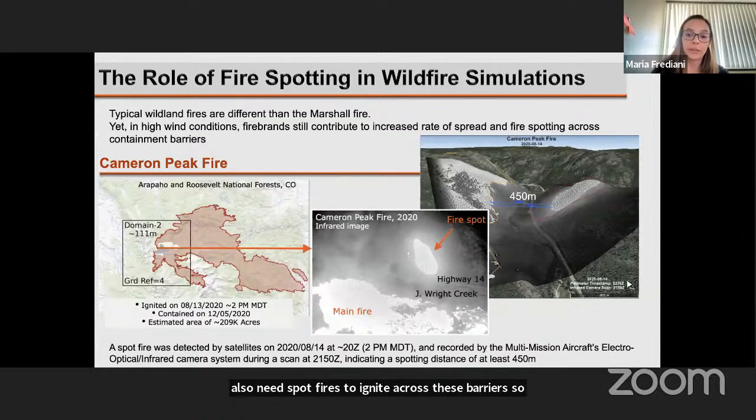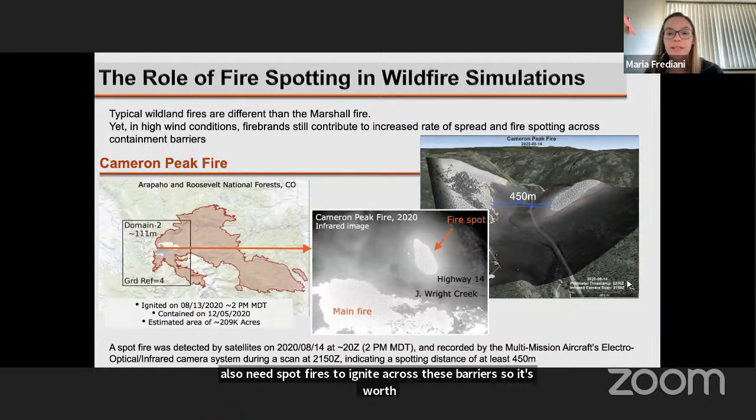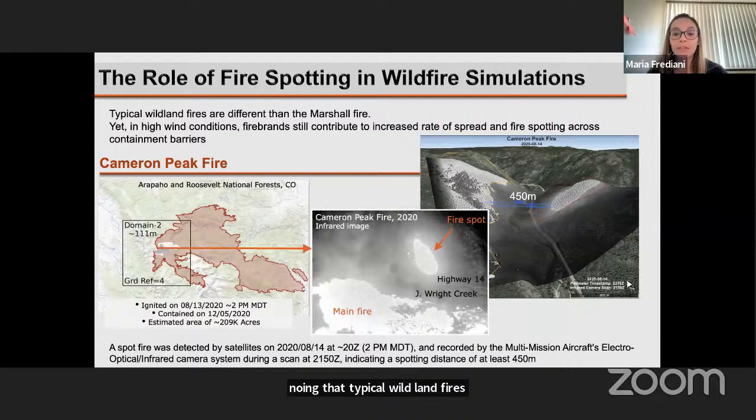It's worth noting that typical wildland fires are different than the Marshall Fire. Nevertheless, when we're in high wind conditions, firebrands still contribute to an increased rate of spread and spotting across barriers. There's another example here, from the Cameron Peak Fire, where a spot fire ignited across the highway and the creek. You'll see the infrared image showing spotting with a distance of at least 450 meters.